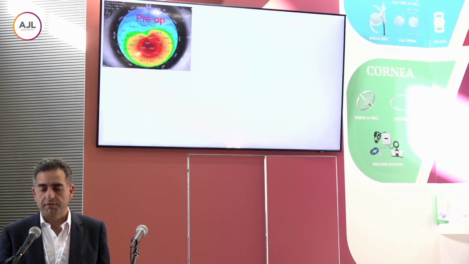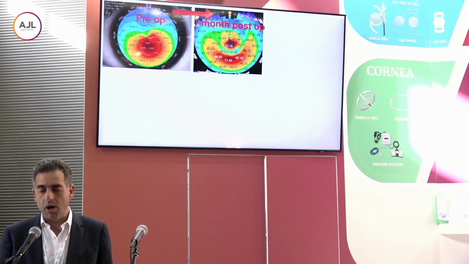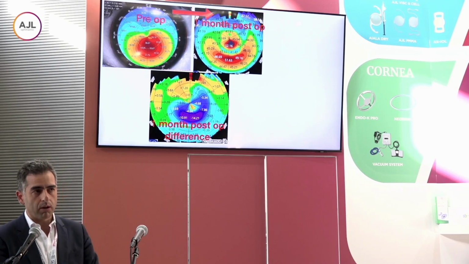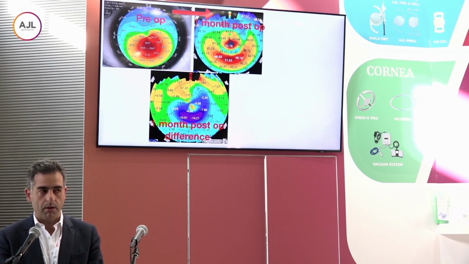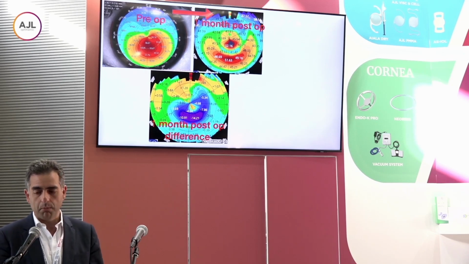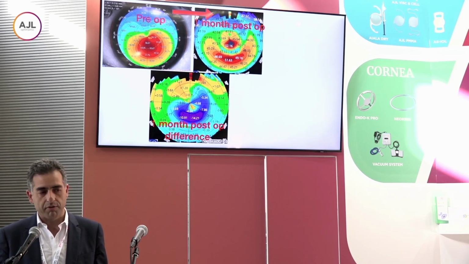So this is a case of a patient. In this case, we put a corneal ring. 1 month post-op, you see that the difference is very important. And if you compare, this is a very, very good result with minus 14.22, as you see in the bottom part of the screen. This is the result of 1 month. So this means that there is an overcorrection.